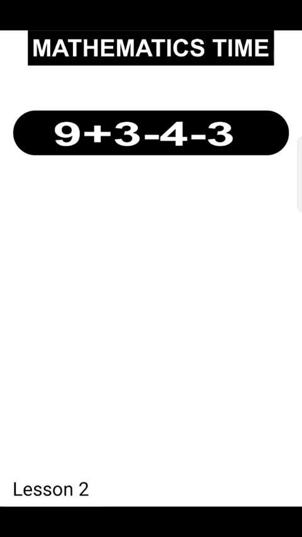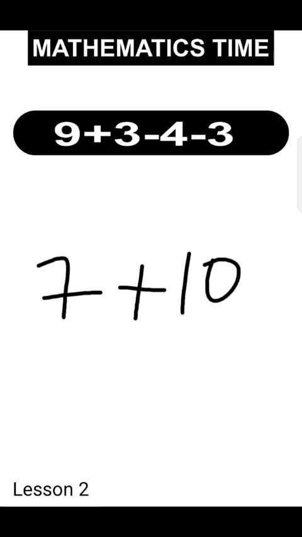Now another one is I have 7 plus 10, which we know 7 plus 10 is 17. You have 7, and here too you have 10. So adding the two, you get 17. Good.